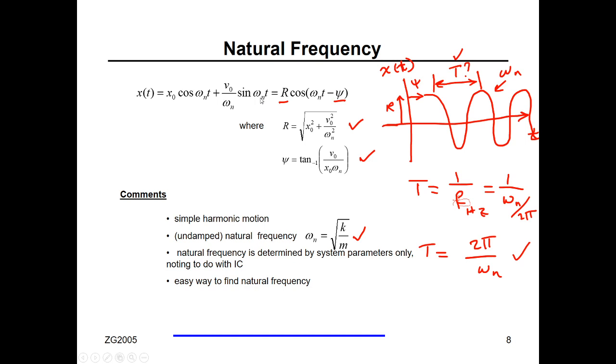What about the frequency? Look at the frequency. Frequency is k over m. Does it depend on the initial conditions? No. So the frequency will not change. Omega n will not change. Right? As a result, the period will not change.